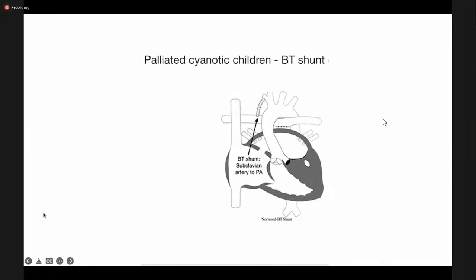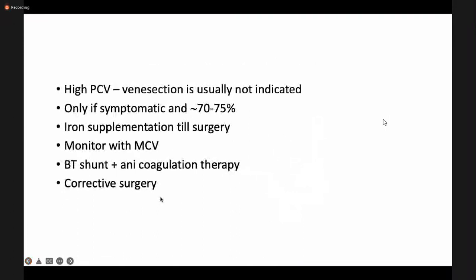Understood? So that's what we do by doing a BT shunt. So if a child comes with a hypercyanotic spell, that is the next definitive treatment. So you have to refer this child to a cardiologist to arrange a BT shunt insertion. That means that child needs a BT shunt to maintain saturation. And apart from that, they can have other problems like polycythemia. Sometimes you might need to do venesections.